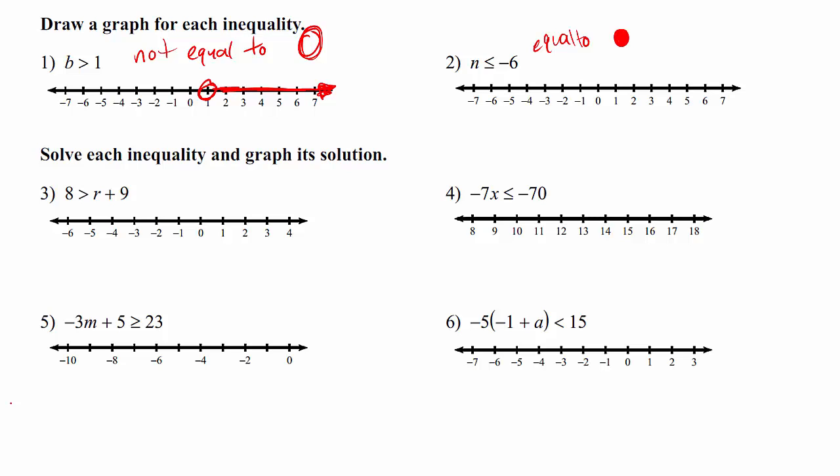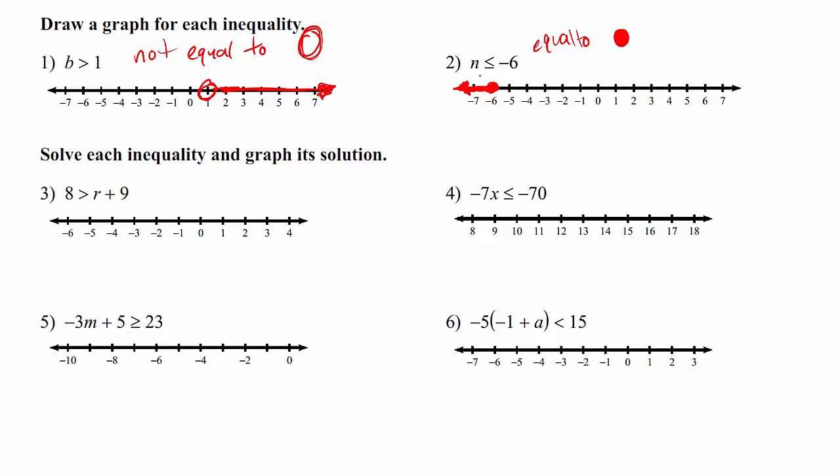On number 2, it's equal to, so we'll put a filled in circle at -6. We want to shade all the numbers that are less than or equal to -6, which is numbers to the left, or we can look at the inequality and say, that looks like an arrow pointing to the left.